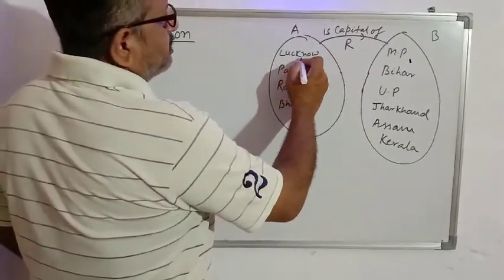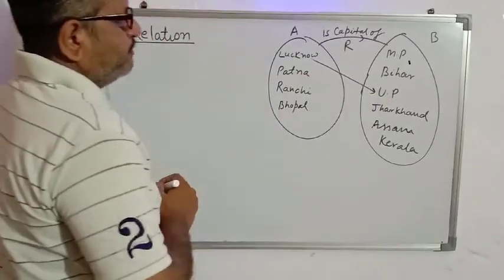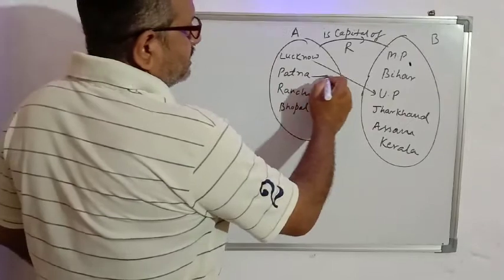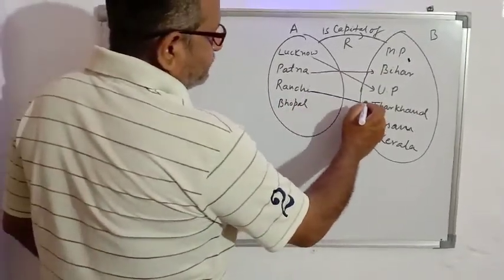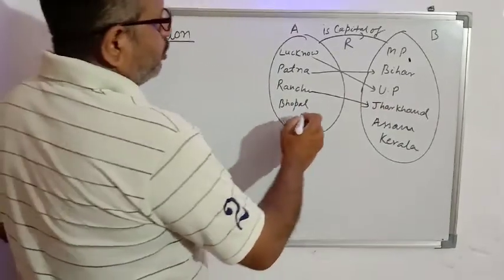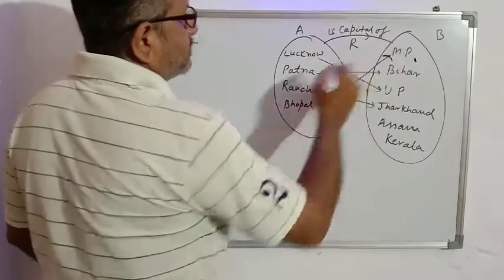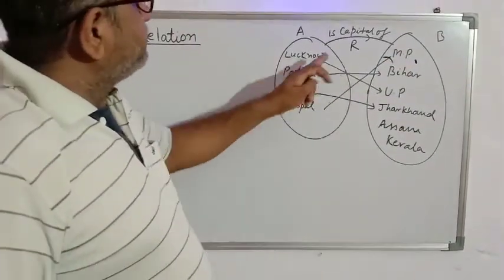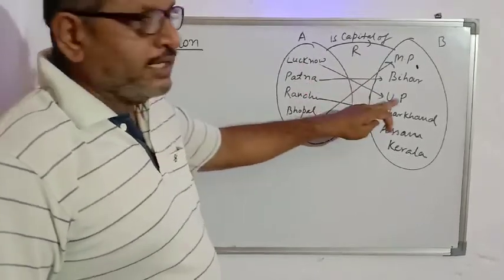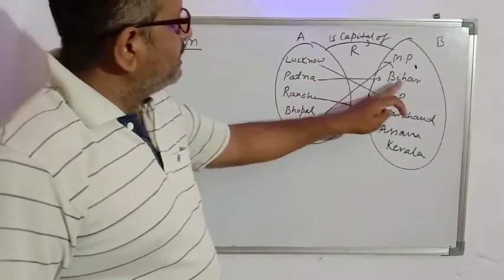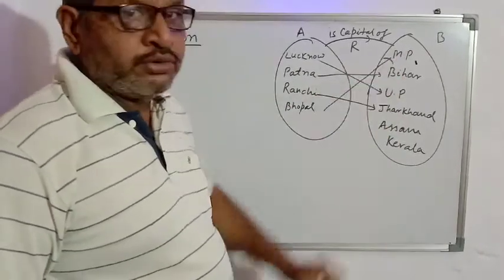Lucknow is the capital of the state UP. Patna is the capital of Bihar. Ranchi is the capital of Jharkhand. Bhopal is the capital of MP, Madhya Pradesh. So we see that with the given relation "is capital of", Lucknow is related to UP, Patna is related to Bihar, Ranchi is related to Jharkhand, Bhopal is related to MP.